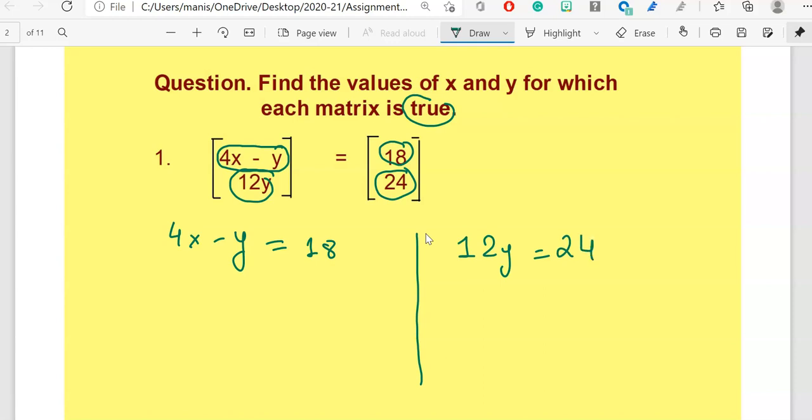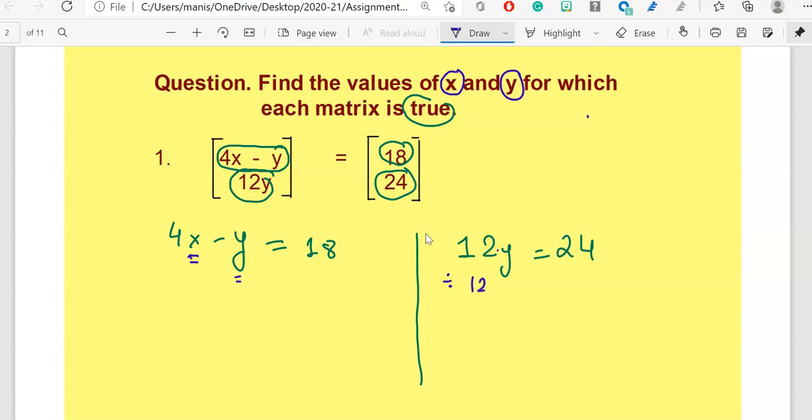Now read the question again. The question is asking us to find the values of x and y. Let's start with this one. If you try to solve this, you will find that you cannot solve this equation because you do not know the value of x and you do not know the value of y. Whenever you come across this type of situation, don't do anything, go to the other side. Can you do this easily? Yes. This is 12 times y is equal to 24.